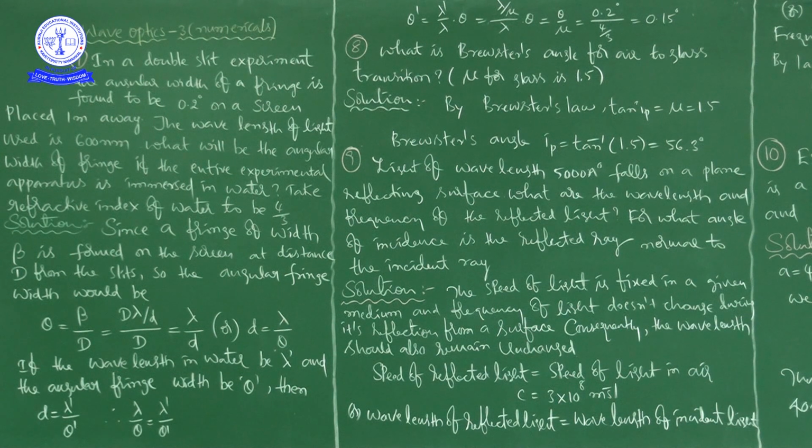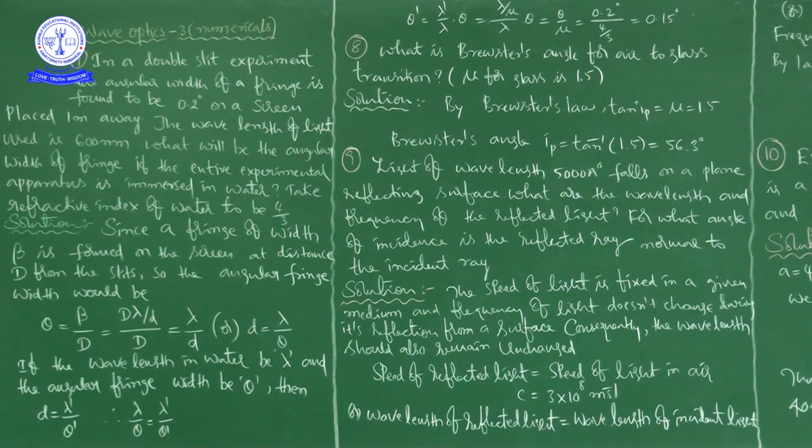Obviously, the density of water is different from the density of air. In Young's double slit experiment we are using light rays. When a light ray travels from air to water, it automatically bends. That's what we call refraction, right? So that effect will be there. But he is asking to find mathematically what the changed value of the angular width of a fringe is when the entire experimental apparatus is immersed in water.